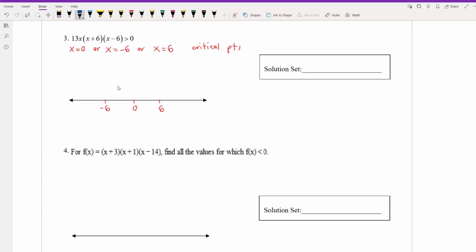Now use a number less than negative 6, for example, negative 7. And use that number here on top instead of x, negative 7 times 13, negative 7 plus 6, negative 7 minus 6. So negative 7 times 13, that is negative. Negative 7 plus 6 is negative. Negative 7 minus 6 is negative. So multiplying all these, we have negative.